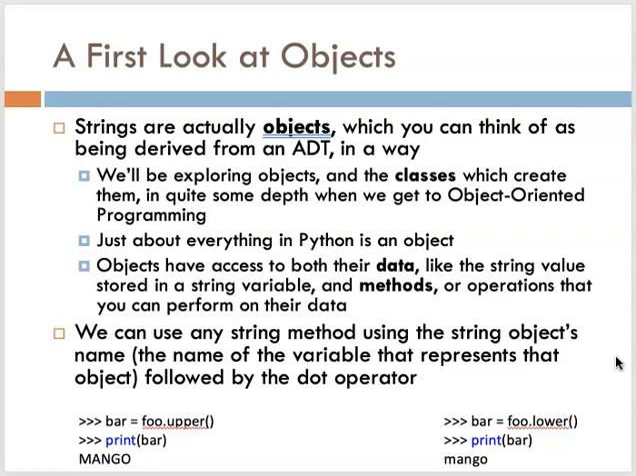Objects have this unique characteristic that objects have access to both their data, like the string value that's stored in a string variable, as well as the methods or operations that you can perform on that data, right? So we can use any string method using the string object's name or identifier. It's the name of the variable that represents that object.